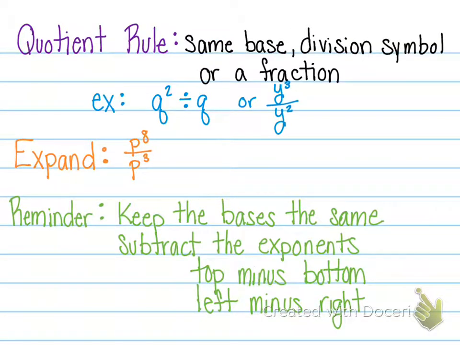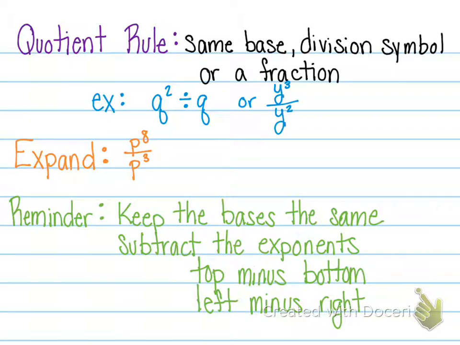Now let's take a look at the quotient rule. Now the quotient rule, again, is making sure that we have the same base, but this time we're going to be using either a division symbol or it's written out as a fraction. And you can see that with both of my examples. I have used the division symbol in the first example and then the fraction on the right.